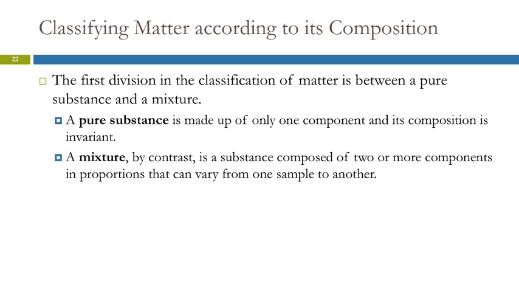So a pure substance is made up of only one component, and its composition is invariant. Another way to think of this is, if you go down and look at the particle level for a pure substance, all the particles, whether they're atoms or molecules, are going to be the same. So we could have water molecules.